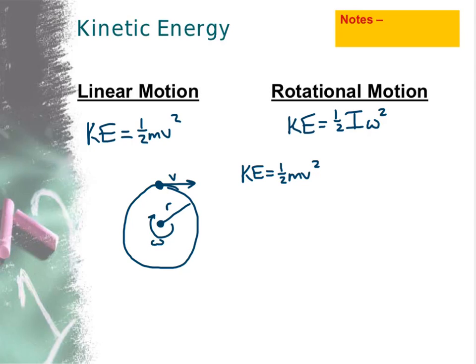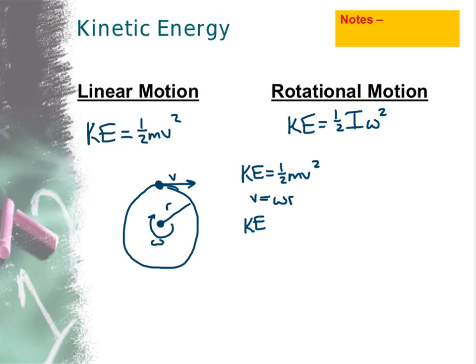I'm actually going to show you that by rearranging some terms a little bit, we're going to come to this equation right here, KE equals 1/2 I omega squared. Well, we know that the linear velocity at this point is equal to omega times r.